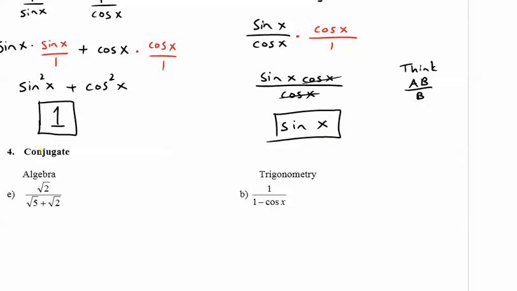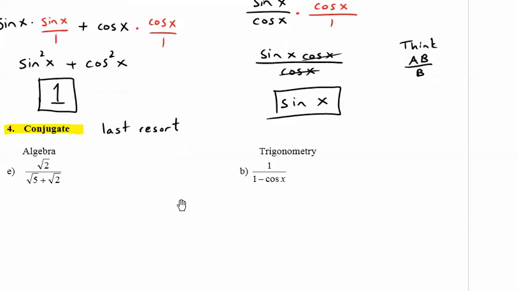Another technique that is kind of rare, this one we'll use as a last resort, is multiplying by the conjugate. You did this last year when you studied algebra and rational functions or radical functions. We use this technique when we want to rationalize the denominator. If you want to get rid of square roots in the denominator, all you have to do is multiply by the conjugate. So what is a conjugate?